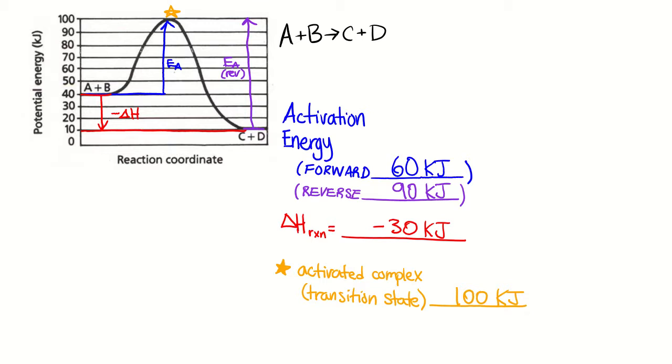If you were ever asked to determine the activation energy and it doesn't mention if it's forward or reverse, you always assume that it's forward because that's much more common to talk about. So the forward activation energy is always the difference between the reactant level and the activated complex level, so 40 and 100. The activated complex is the value of the highest position, and the heat of the reaction is always the difference between where it starts and where it ends, and that absolutely needs a sign because a negative change means that the reaction is exothermic.